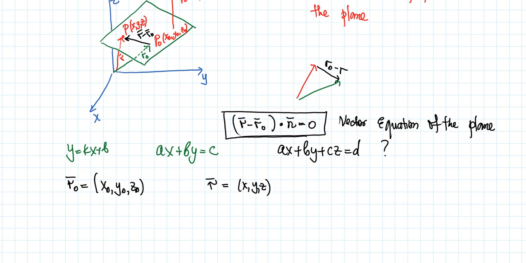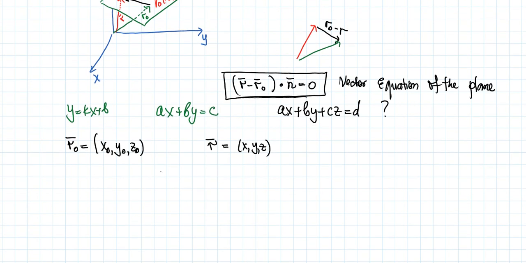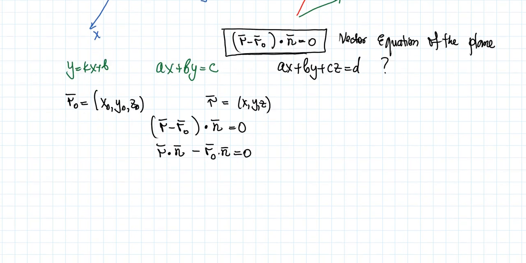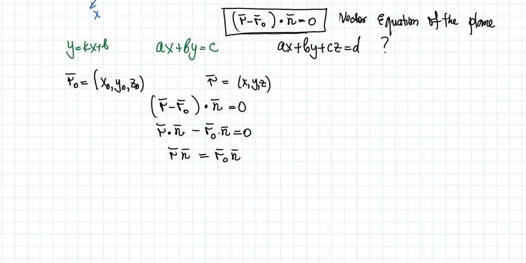So any point on the plane, right? When you write down r minus r0, if you subtract the two vectors and take the dot product with n, it is equal to 0. From the properties of the dot product, we know that we can multiply each vector by n separately as a dot product. It's going to be r dot n minus r0 dot n is equal to 0. From here, we get the equation r dot n is equal to r0 dot n.